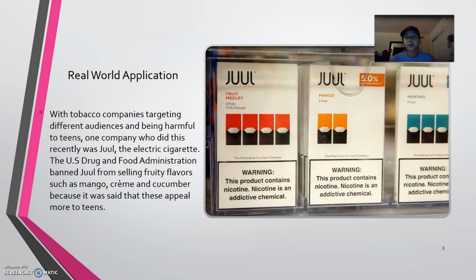My real-world application has to do with tobacco companies targeting teens and young adults. With tobacco companies targeting different audiences and being harmful to teens, one company who did this recently was Juul, the electric cigarette company. The U.S. Food and Drug Administration had banned Juul from selling fruity flavors such as mango, cream, and cucumber because it was said that these appeal more to teens.